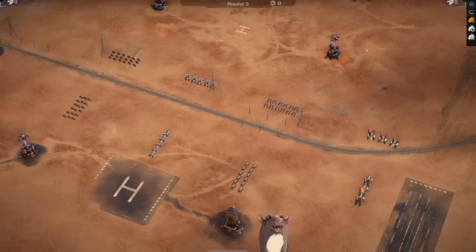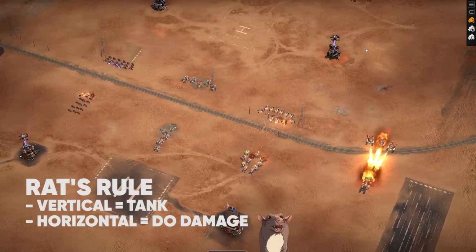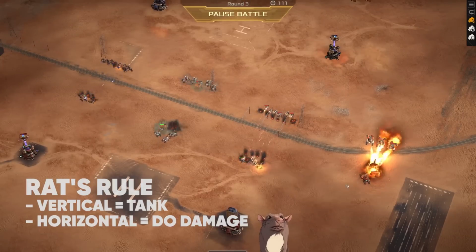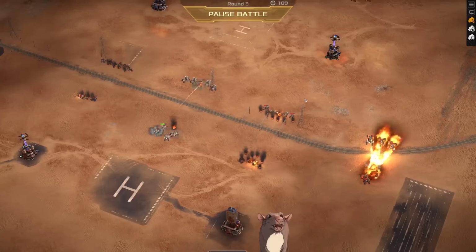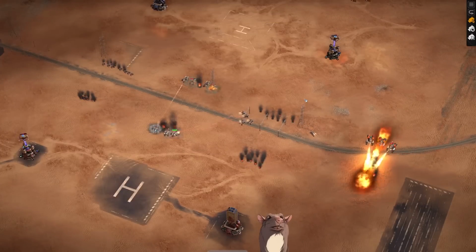Just to recap here, the vertical position is a defensive one and the horizontal position is a damage dealing position. So every single mirror matchup should go to the horizontal position. So that's it. I probably forgot a lot, but that's the things I think about when I play this game.